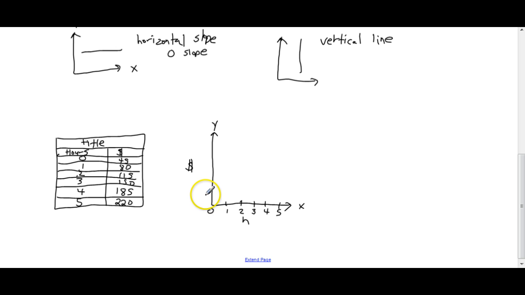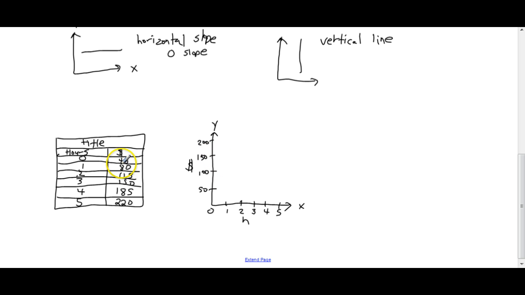So we'll go up in maybe increments of 50. So there's $50, there's 100, there's 150, and we'll say that's 200. Now we know we're going up to 220, so it's going to be somewhere up here. Okay, so we're going to utilize the entire graph.